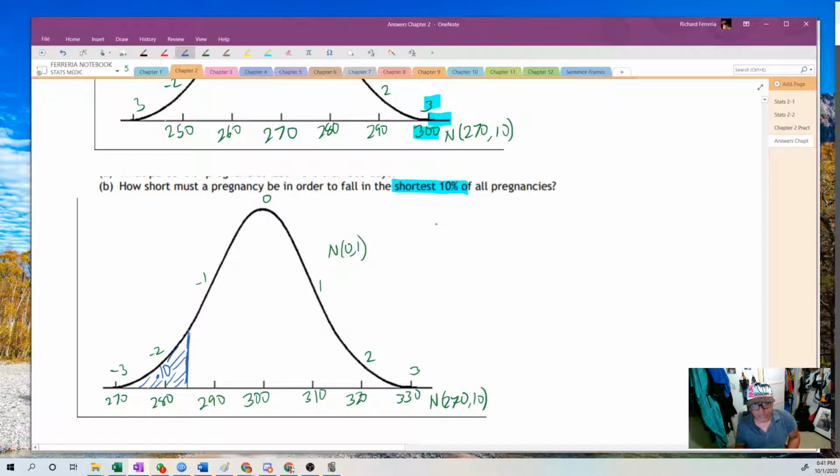So we're saying we don't know what the z-score is, so we're going to say our z-score is equal to, and we're going to leave a blank here for the length, minus 270 over 10, and that's going to be equal to our z-score.